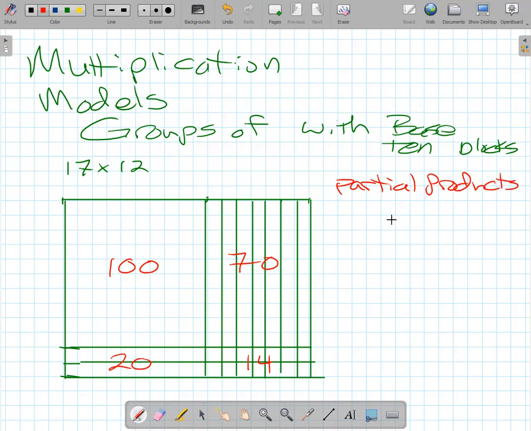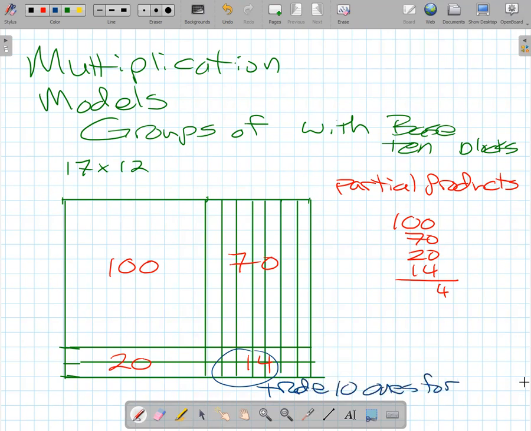And when we stack those, for example, 100 plus 70 plus 20 plus 14, that also relates to the expanded version of multiplication. So altogether, I can see that I have 4 1s in the end. Here we can trade 10 1s for 110. And then that also gives us enough. We have 7, 8, 9, plus that 1 is going to allow us to trade also from here, here, and there.